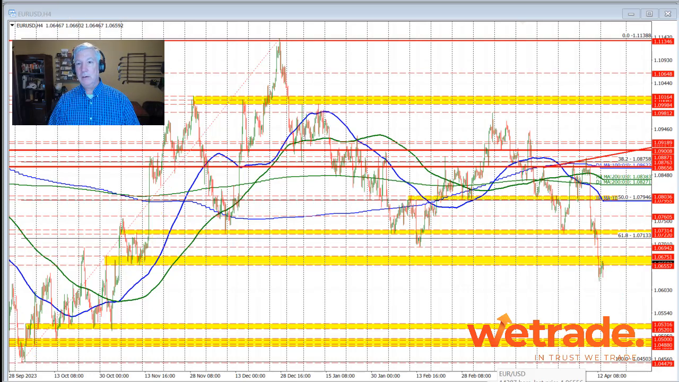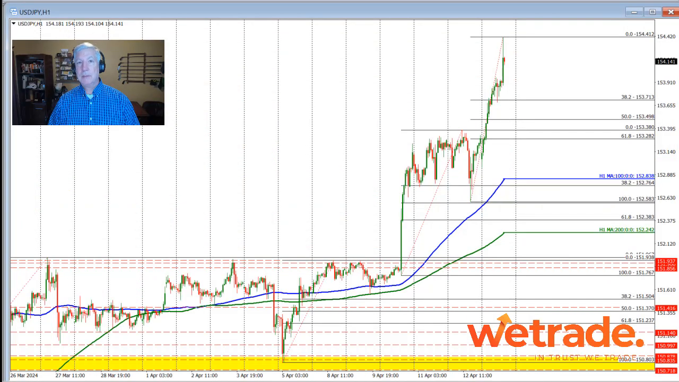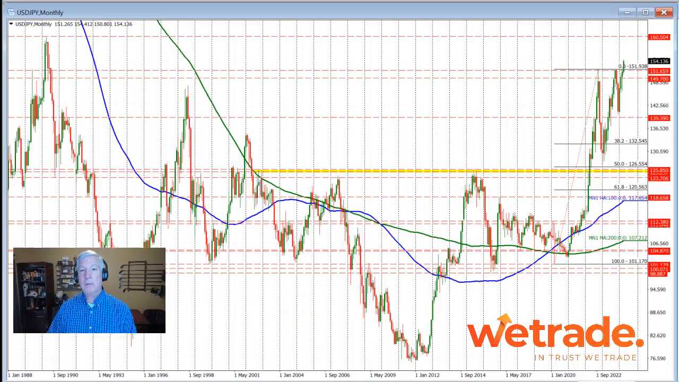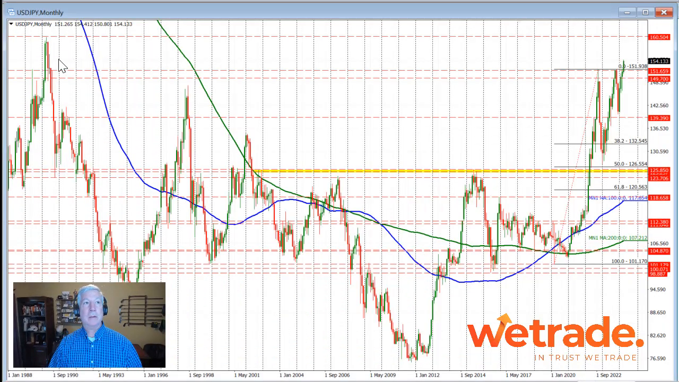We saw that pair move sharply to the upside in trading here today, and also moved higher after the retail sales data, up to a new 30-plus year high at 154.412. By the way, if you go back to the monthly chart and take a look at where we are in relation to that, you have to get all the way up to 160.504 through here.